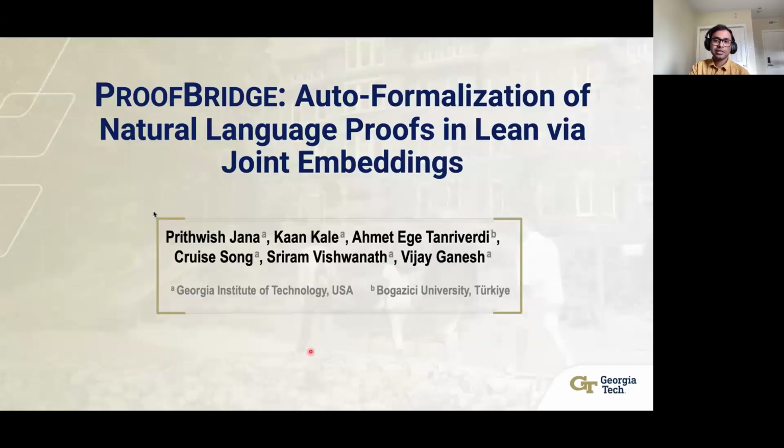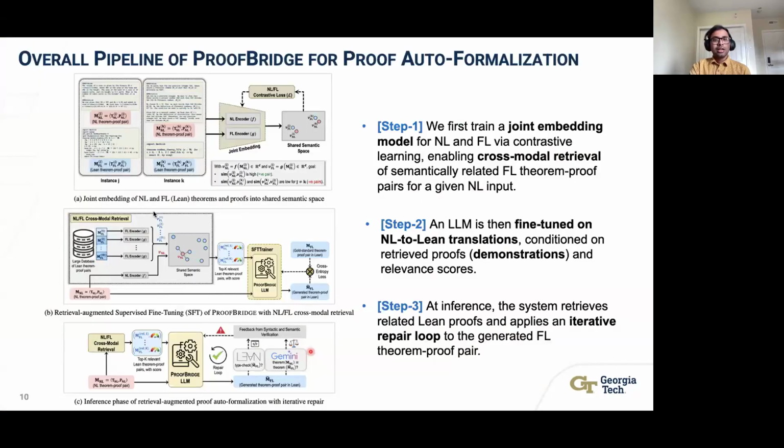So now I'll go through a recent work titled Proof Bridge. This is a unified framework that translates entire natural language theorems and proofs into Lean 4. At its core is a cross-modal retrieval system. Given a natural language theorem proof pair, we can retrieve semantically relevant formal language examples from a large database, and this guides the auto-formulation process. Here is the overall pipeline for Proof Bridge. This is just a summary.